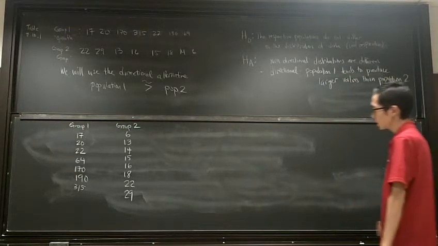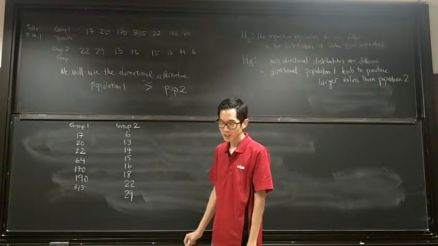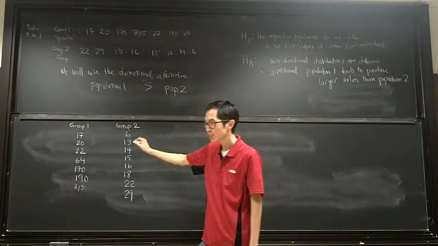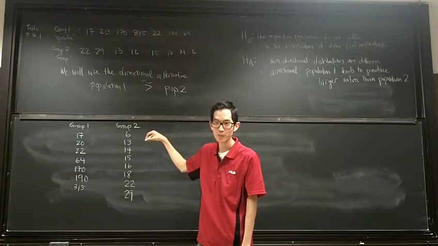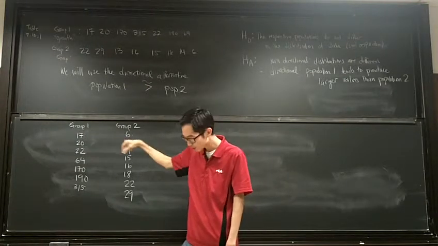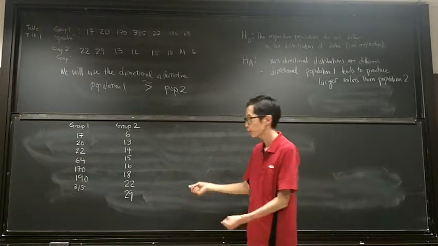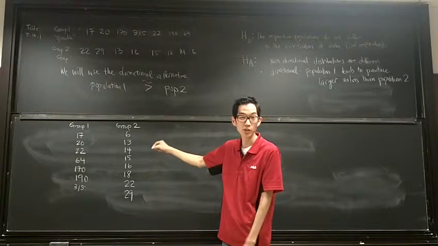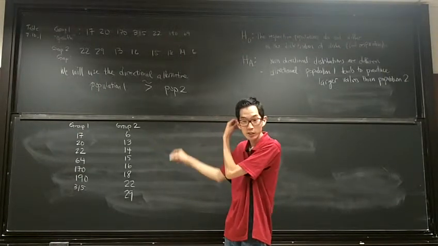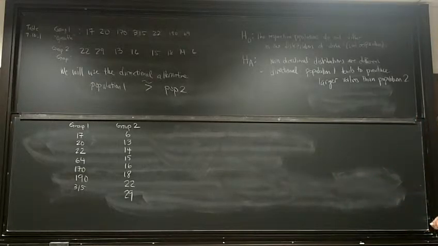okay, and so, you know, it seems pretty clear that group 1 tends to produce larger numbers than group 2, okay? But the Wilcoxon-Mann-Whitney test allows us, without putting any assumptions on where the distributions that the data is coming from, to come to some kind of conclusion.